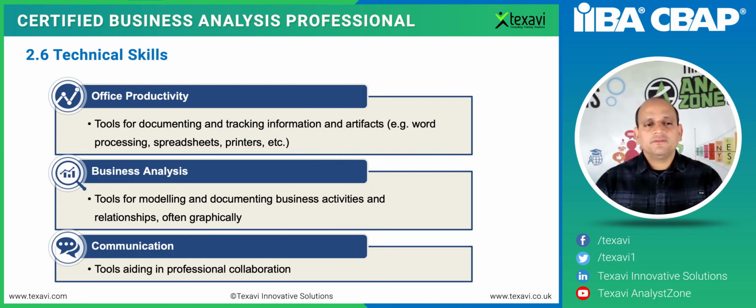So office productivity, tools for documenting and tracking information and artifacts, as we discussed: word processing, spreadsheets, being able to configure printers and send off the documents. I would not worry too much about printers and the fax machines, because we are trying to live in an environment where we should decrease the footprint with respect to environmental hazards, and reduce the amount of print that we do.